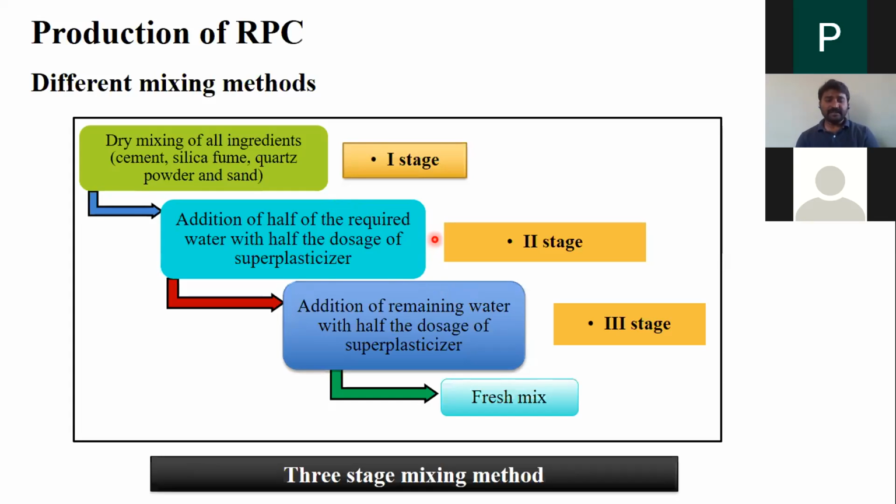So we have come up with another mixing method that I call the three-stage mixing method. In the first stage, we add all the dry ingredients, then half of the water and half of the dosage of superplasticizer. We'll mix for some time. Then we will add the remaining water and mix for some more time. That's how we get the fresh mix. We call that the three-stage mixing method.